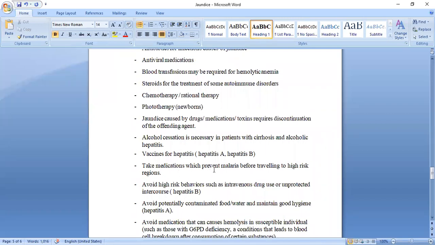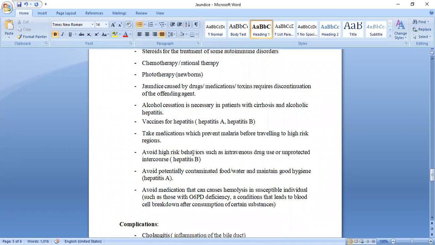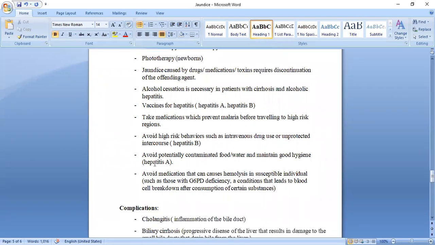Take the medication which prevents malaria. If malaria is a risk, then take the medications to avoid it before traveling to high risk regions. If you are traveling to some area, then you have to take the medications to prevent malaria. Avoid high risk behaviors such as intravenous drug use or unprotected intercourse. That is for hepatitis B. Avoid all the risks.